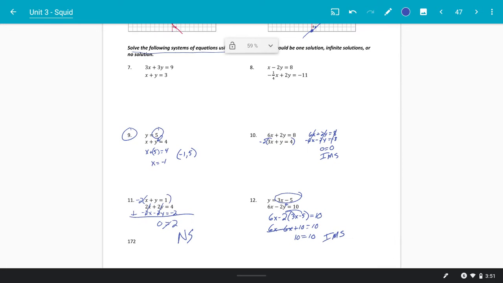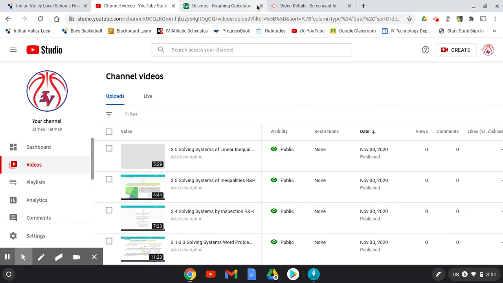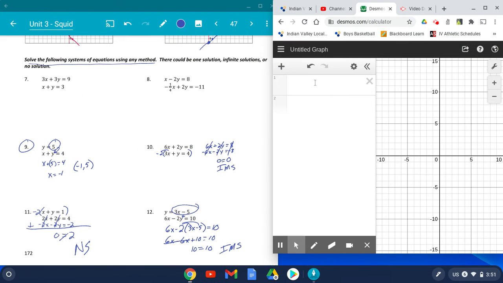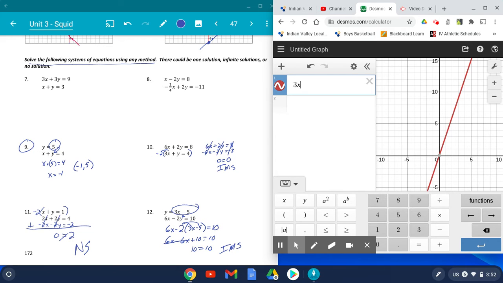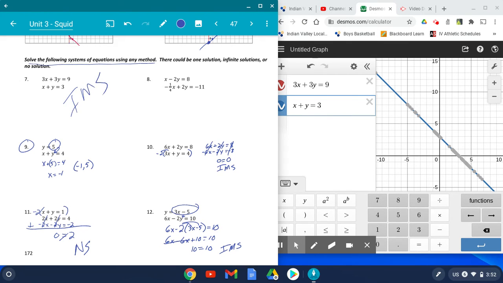Now, this thing said I could use any method. So I'm going to use that. I'm going to do any method for number 7 and number 8. So let's look at number 7 here. 7 is 3x plus 3y equals 9, and x plus y equals 3. Look, it's the same line. Therefore, that's going to be infinitely many solutions.